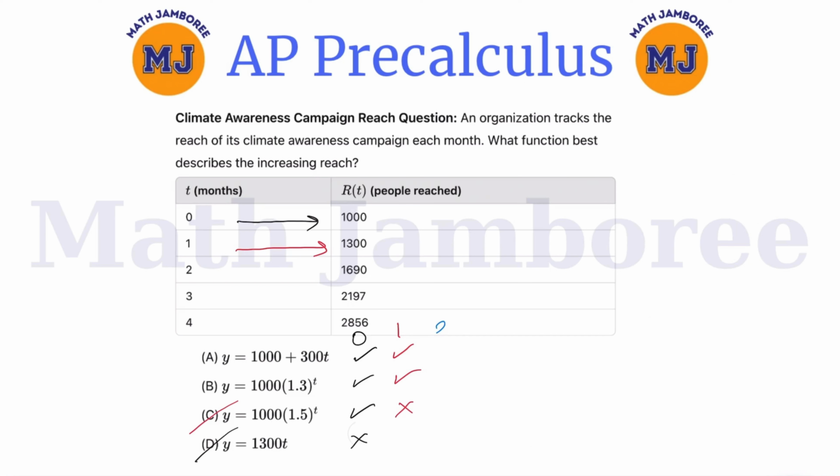If I will substitute 2 for the T, I should get 1690. So when I substitute 2 for T in the choice A, 2 times 300 is 600 plus 1000 is 1600. This doesn't work. Then we eliminate the choice A. But when I substitute 2 in the choice B, 1.3 to the power of 2 is 1.69. When you multiply by 1000, you get 1690. That's exactly what we're looking for. Therefore, the correct answer is choice B for this specific question.